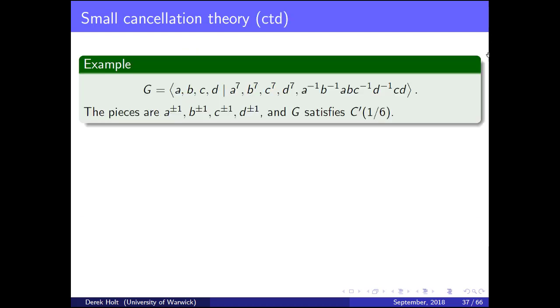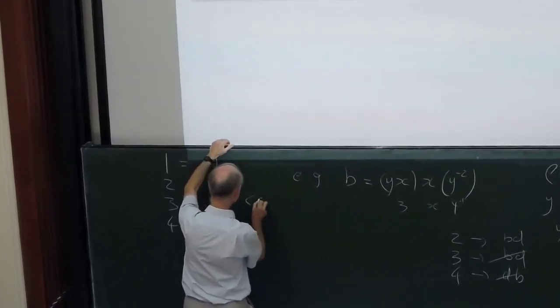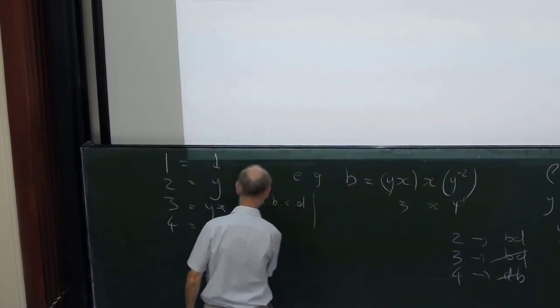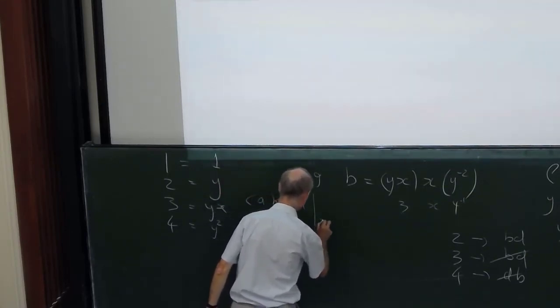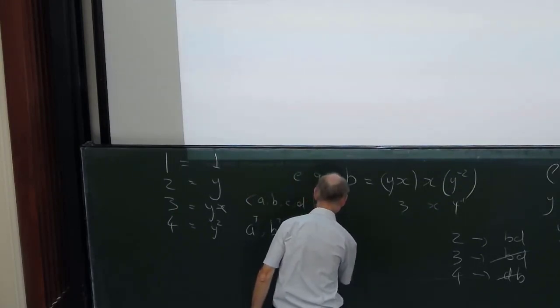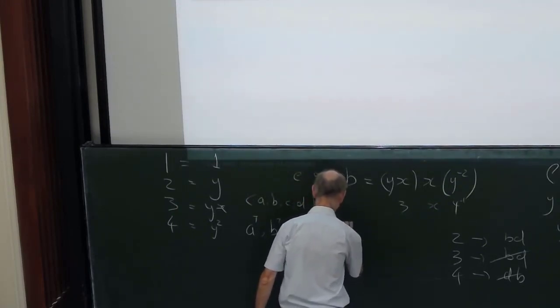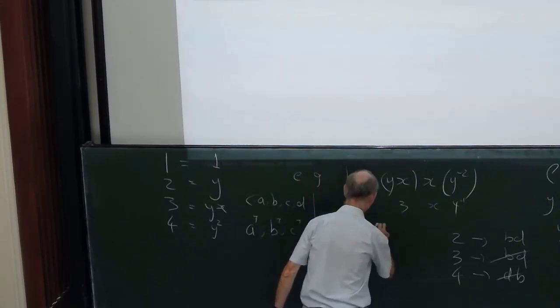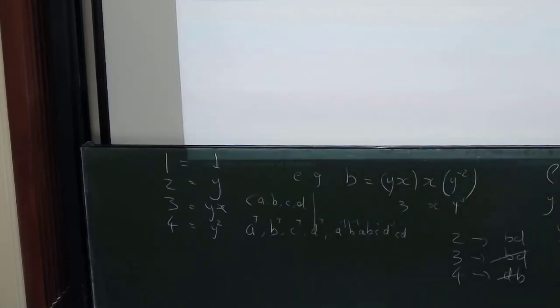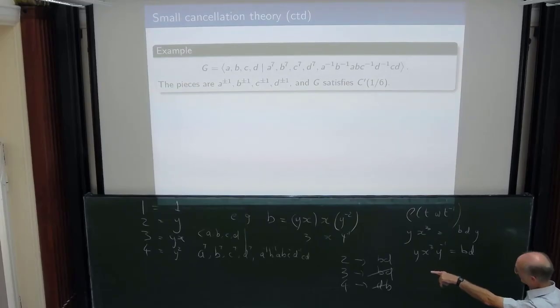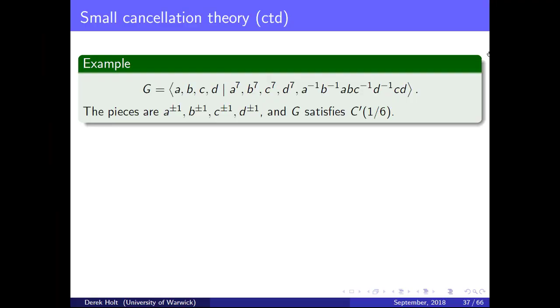So I've got an example here. I'm going to write this down just to start again. A to the seven, B to the seven, C to the seven, D to the seven, and a product of two commutators: A inverse B inverse A B, C inverse B inverse C D. If you missed out the power of seven relators, you get a surface group, the group of the double torus. So what does it mean?